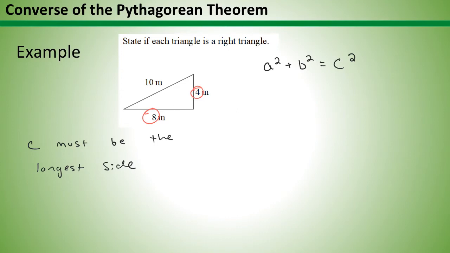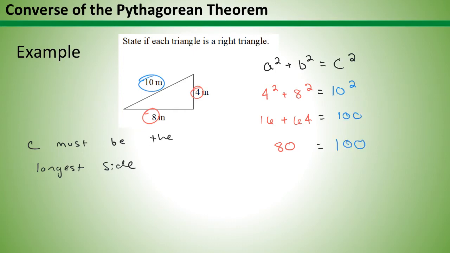Because they're the shortest, so 4 squared plus 8 squared is equal to, and then 10 is the longest side, so we're going to say 10 squared. So if this is a true statement, then this is a right triangle. So I have 16 plus 64. Okay, that's going to simplify down to 80. On the other side, 10 squared is 100. So this is not a true statement. So since that's not true, this is not a right triangle.